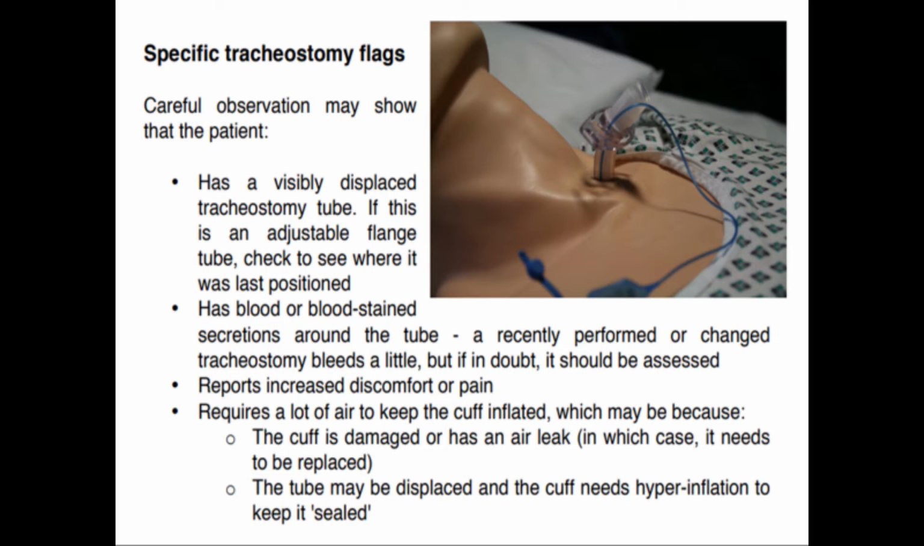Specific tracheostomy red flags can include a visibly displaced tube, and if this is an adjustable flange, one may see where it was last positioned. Bloodstained secretions around the tube: a recently performed or changed tube may bleed a little, but if in doubt, this could be a red flag and should be reported to a senior. A patient reporting increased discomfort or pain, or requiring lots of air to keep a cuff inflated, which could be because the cuff is damaged or has an air leak.